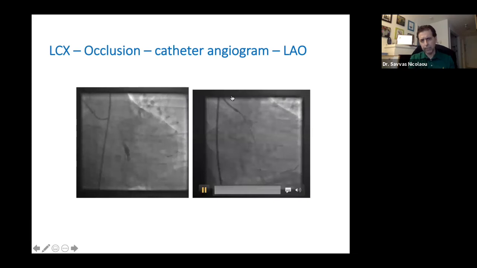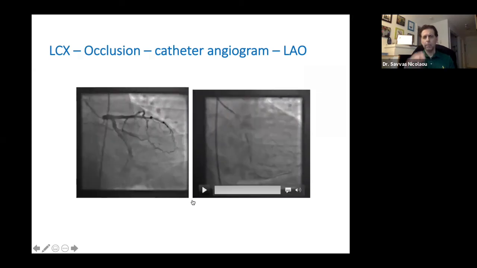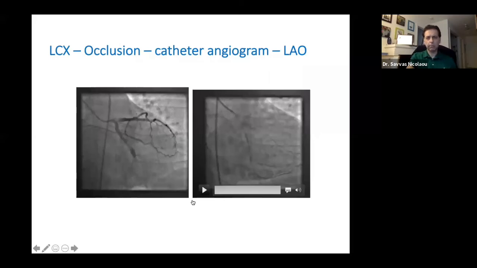Let's look at the post-angioplasty case. Nice depiction. Good lumen compared to this case here, where you don't have a good lumen. Patient's life saved in a matter of seconds.